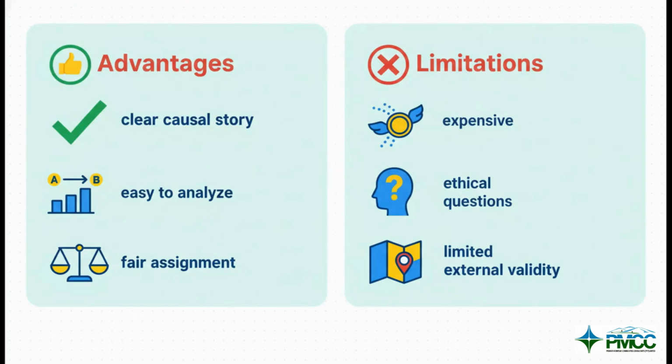On the plus side, their number one advantage is that they give you the clearest possible story about cause and effect. The analysis is often a simple comparison of averages, which is pretty easy to explain to donors and policymakers, and like we said, it's a fair way to allocate resources. But the limitations are very real. RCTs can be incredibly expensive and can take years. There can be real ethical questions about withholding a program from a control group, and sometimes the results just don't travel well. We call this low external validity. What works in a city in Kenya might not work at all in a rural village in Afghanistan.